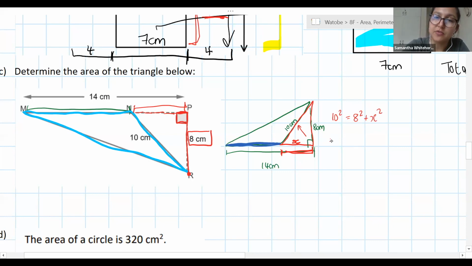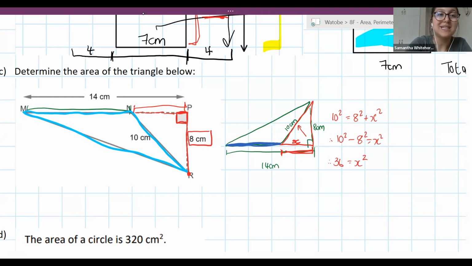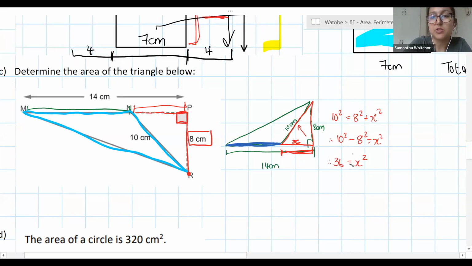And so this therefore means that 10 squared minus 8 squared will give me x squared. Now remember that is still x squared, so we are going to have to do something to that. But 10 squared minus 8 squared is 36. So 36 is equal to x squared. I want x alone, so that means I'm going to have to square root both sides. And so therefore x is equal to 6 centimeters.